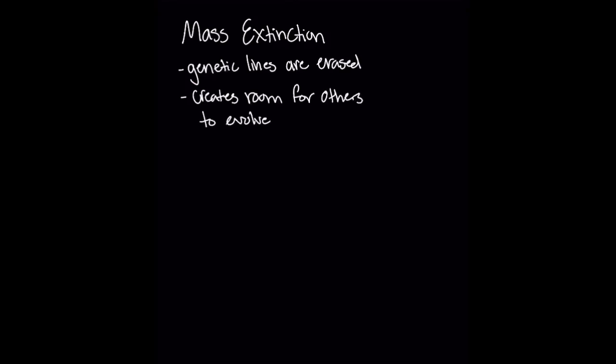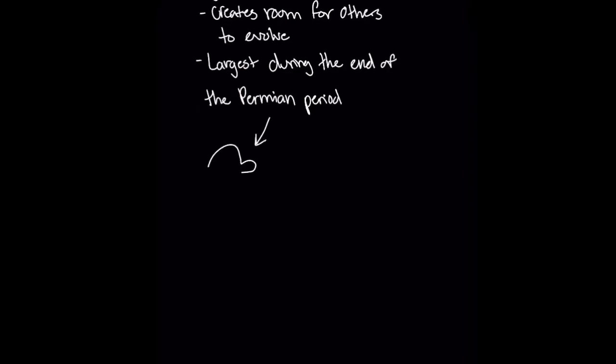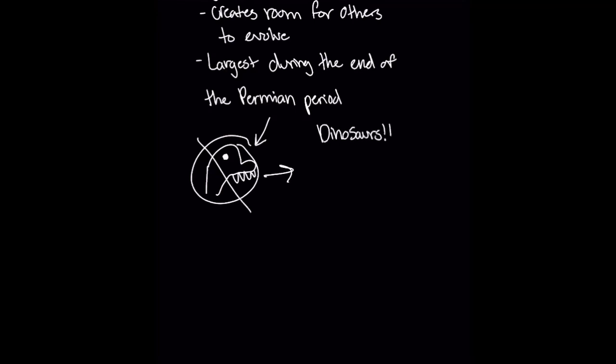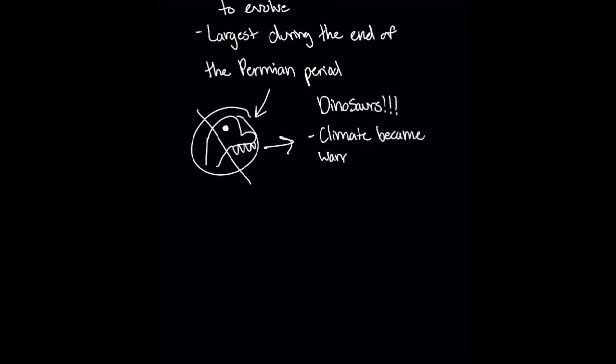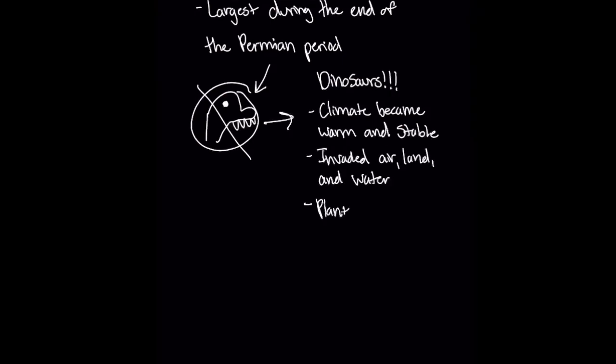Mass extinction also plays a big role in animal diversity. It causes some genetic lines to be erased while creating room for others to evolve into the empty spaces. The largest mass extinction event was during the end of the Permian period. The disappearance of some dominant species of Permian reptiles made it possible for the emergence of dinosaurs. The climate conditions turned warm and stable, and it promoted the diversification of dinosaurs into every niche: air, land, and water. Plant diversity grew as well.